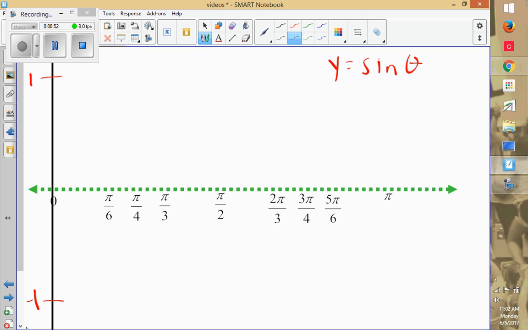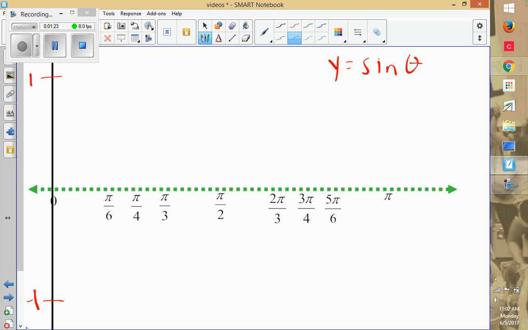So if I were to graph the sine of theta, since we deal with radians in trig most of the time, our x-axis is going to go by radians instead of degrees or regular coordinate points. So I have up here our angles up until pi. So let's think about evaluating what sine is at these points.